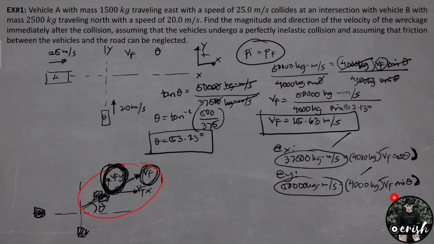The magnitude and direction of the resultant velocity can then be found with the Pythagorean theorem. And we just take the inverse tangent of the function of the final velocity in y over the final velocity in x.